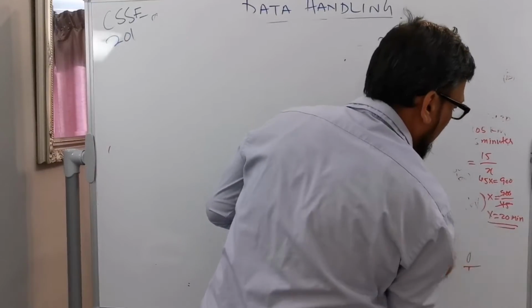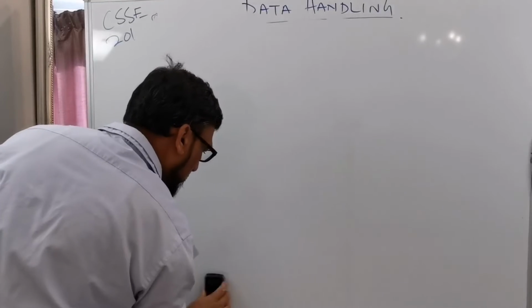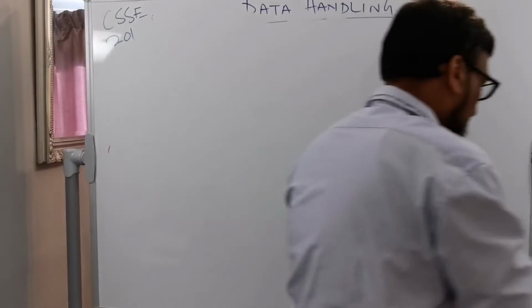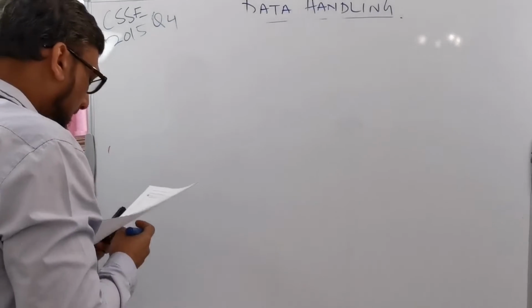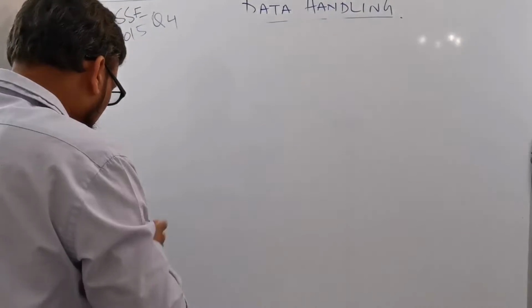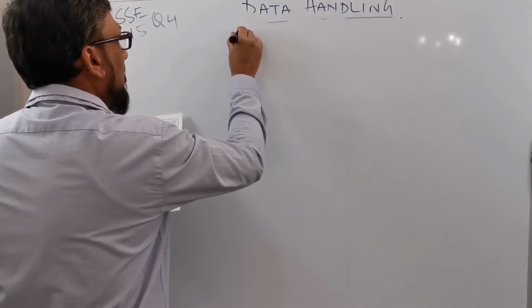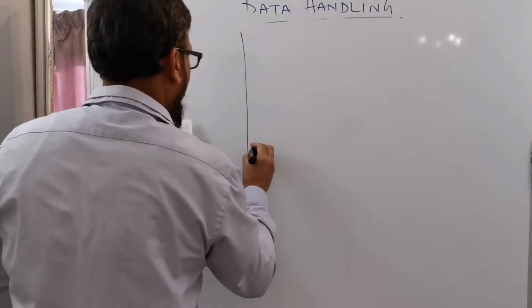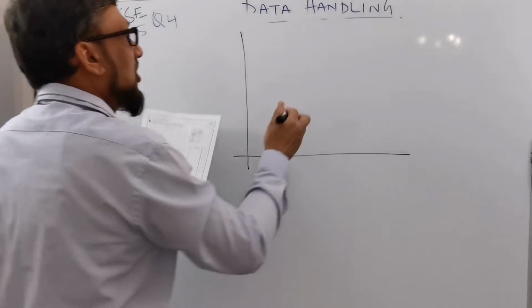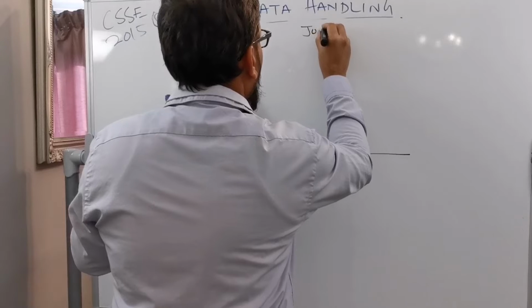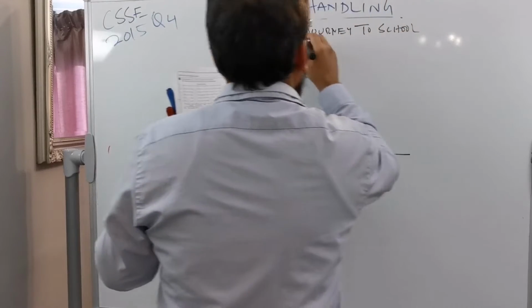So basically they are giving you a bar chart here. It's very easy. So on the basis of the bar chart, you need to answer different questions. This is the paper for 2015 and question number 4. And in this question, they are giving you a bar chart. This bar chart is about the journey to school, how they go to school.